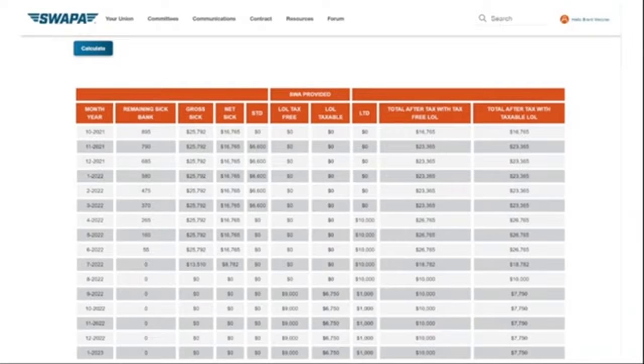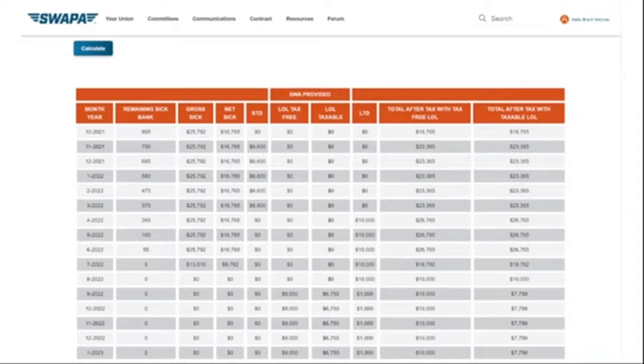Now moving across the top, you've got the month, the year, remaining sick bank, gross sick, net sick, your short-term disability, your loss of license, and then the totals. You can see in month 1, where it says 10, 20, 21, 895. That's 105 sick trips that I plan to use in the 30-day elimination period. It's going to gross me 25,000, and then after taxes, it's going to say 16,000.